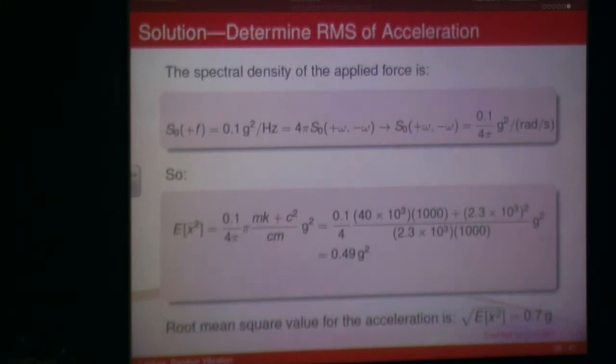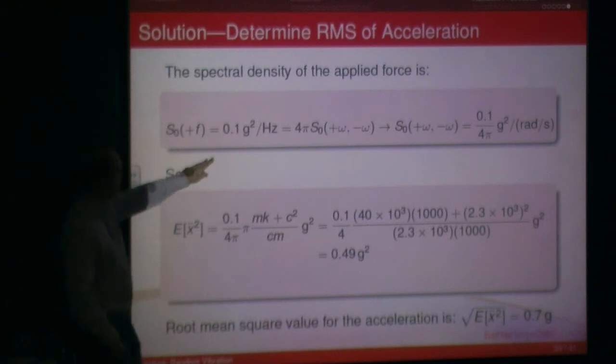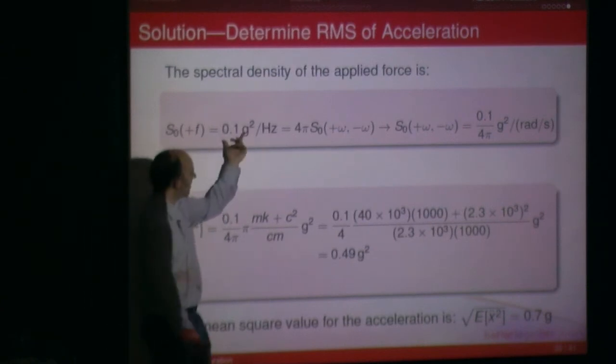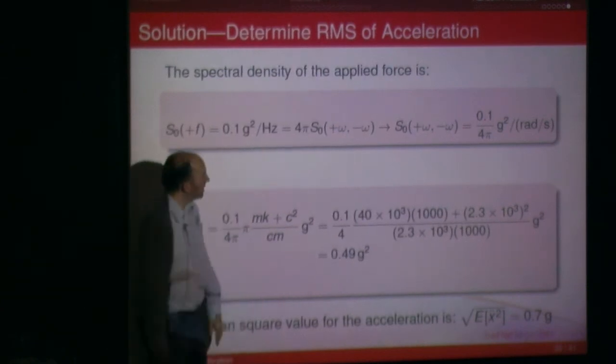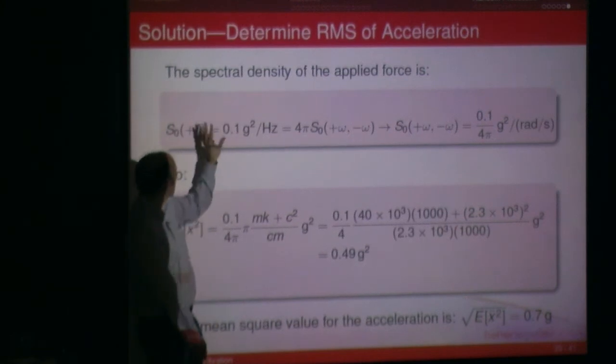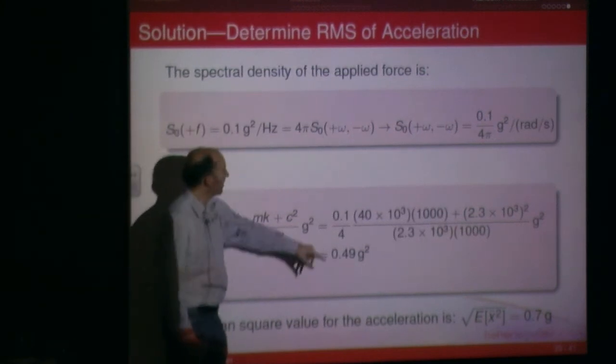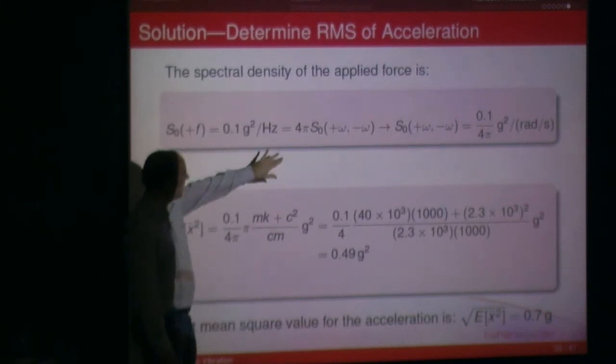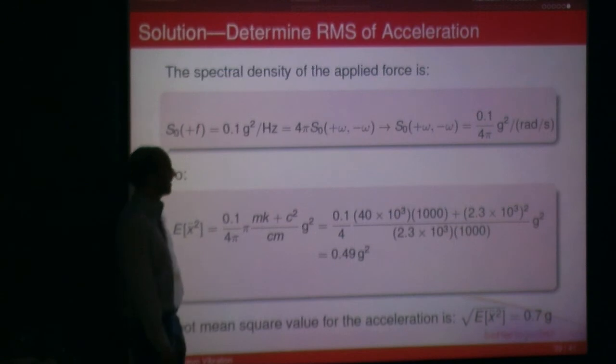Now, like I said, I was given power spectral density in g squared per hertz. So that's my single-sided function in terms of frequency, which is in hertz. To get it in terms of omega, which is in radians per second, the term in omega is 4 pi times the term in hertz, so I have to divide by 4 pi. So it's 0.1 g squared divided by 4 pi, and that will give me g squared per radian per second.